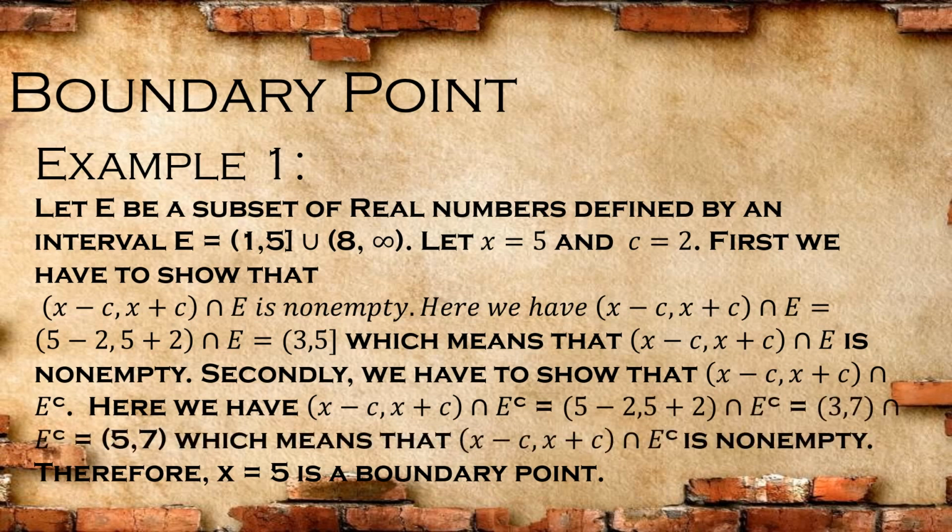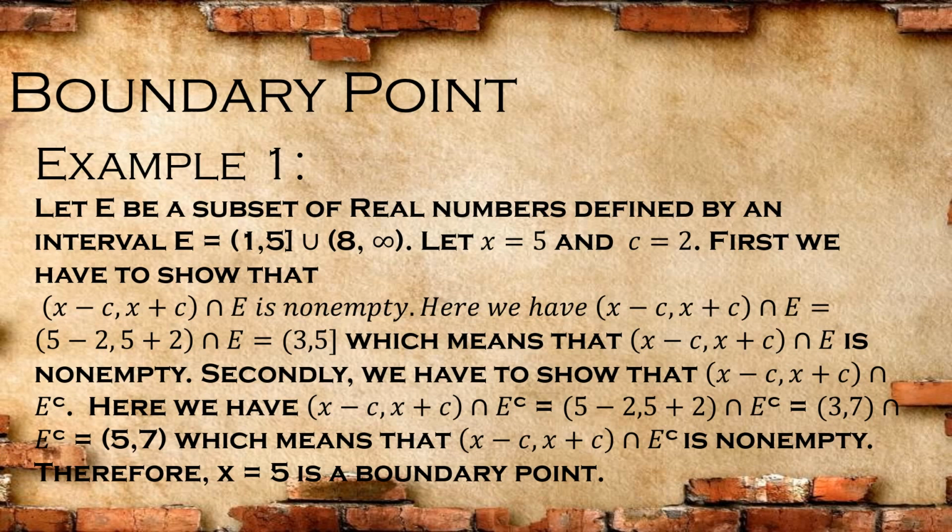Let E be a subset of real numbers defined by the interval E is equal to the interval open 1 closed 5 union with the interval open 8 to positive infinity. Let x is equal to 5 and c is equal to 2. First, we have to show that the interval x minus c and x plus c intersection E is non-empty. Here we have the open interval 5 minus 2 and 5 plus 2 intersection with E, which will give us the interval open 3 and closed 5, which means that the interval x minus c and x plus c intersection E is non-empty.